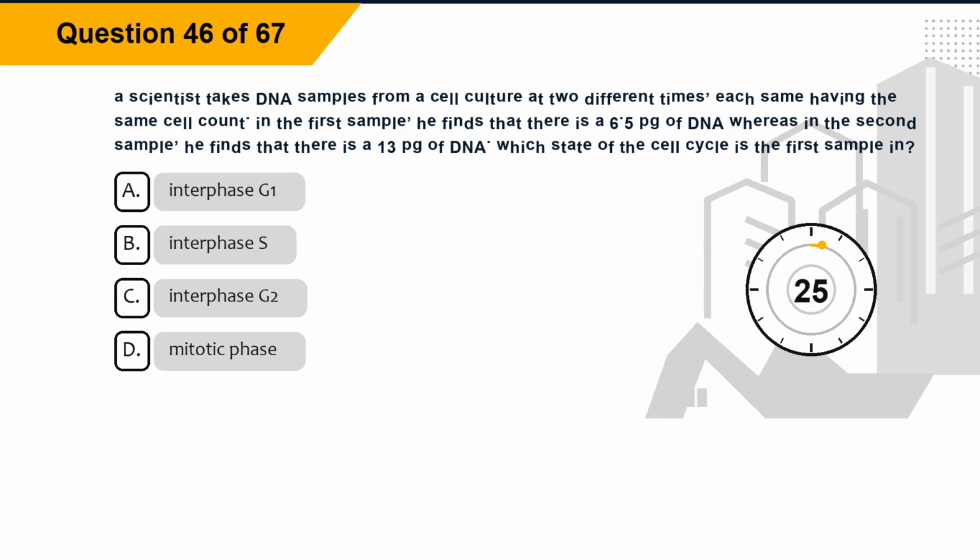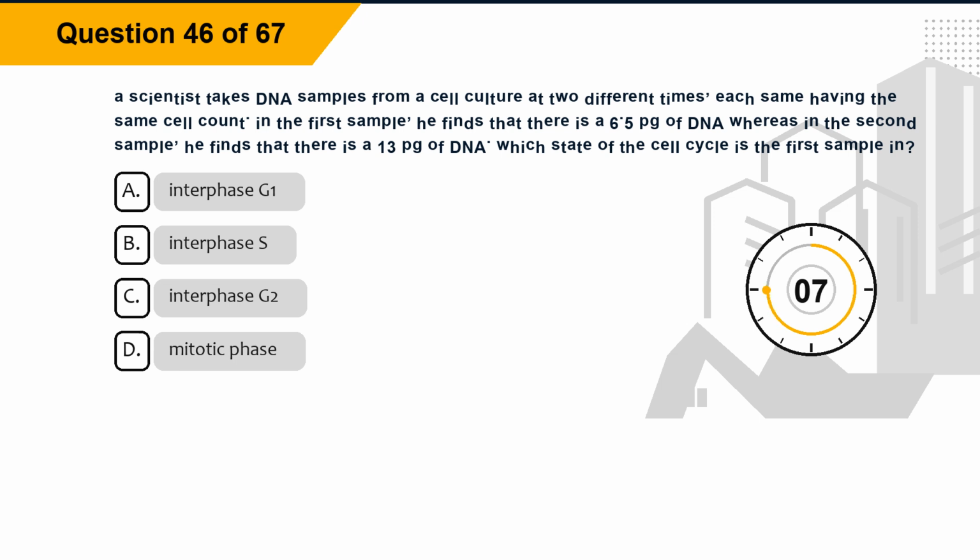Question 46. A scientist takes DNA samples from a cell culture at 2 different times, each having the same cell count. In the first sample, he finds that there is 6.5 pg of DNA, whereas in the second sample, he finds that there is 13 pg of DNA. Which stage of the cell cycle is the first sample in?